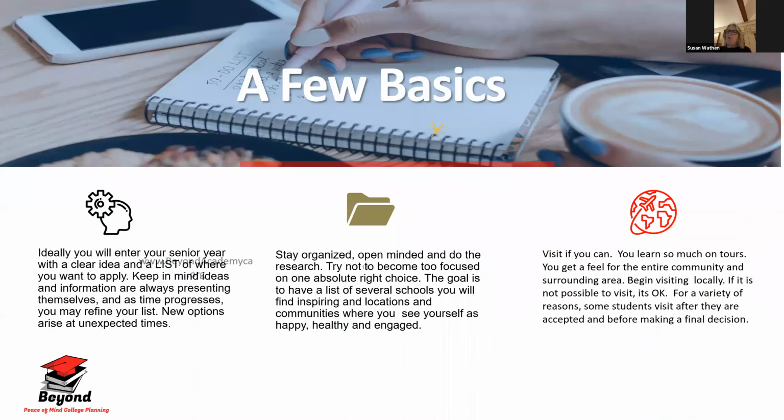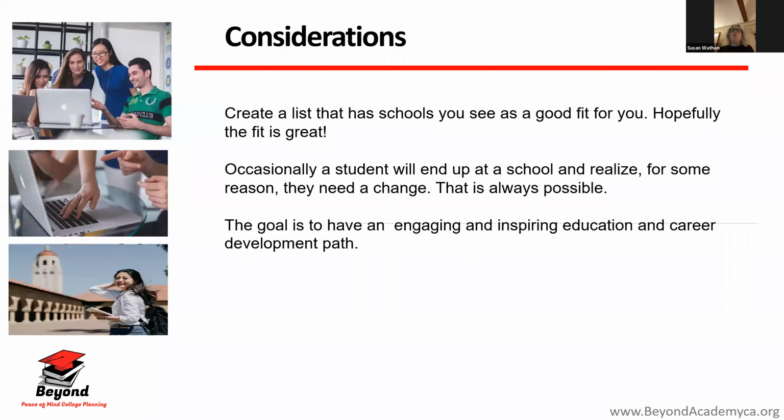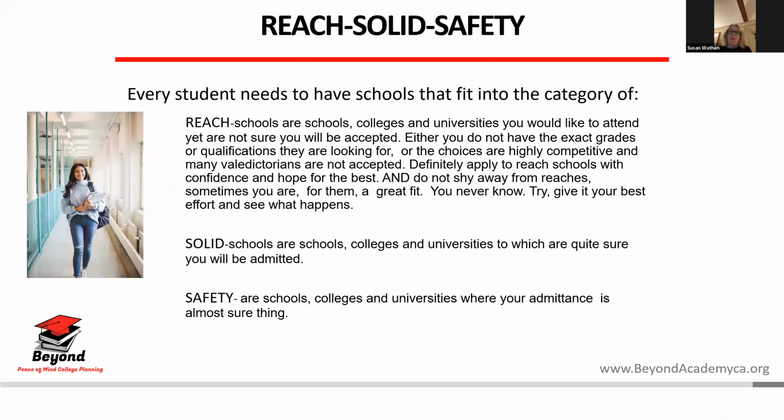Reach schools are schools that you would love to go to and you're probably qualified for, but even valedictorians don't get into these schools, like Harvard, Stanford, MIT. Now, you could be the student that gets in, so don't hesitate to have some good reach schools and put your best effort into it. Solid schools are schools that you have a really good chance to get into. And safety schools are schools that you know you're going to get into. That creates a balanced list.